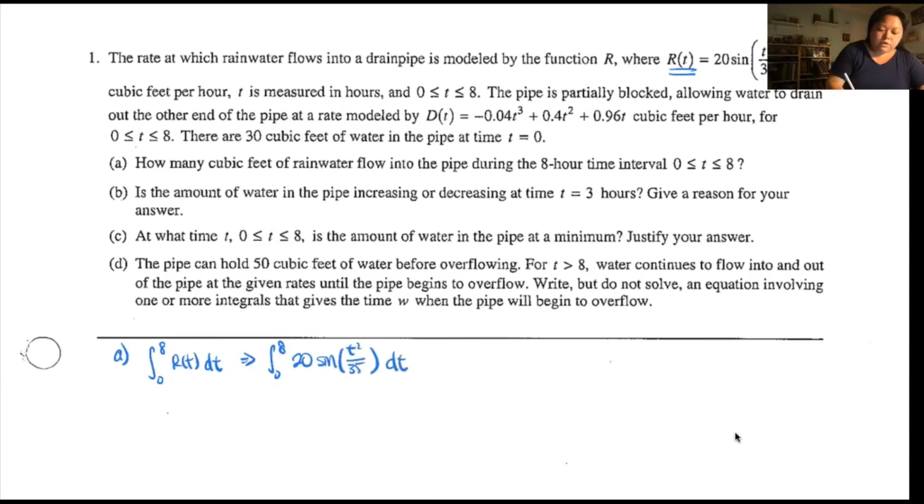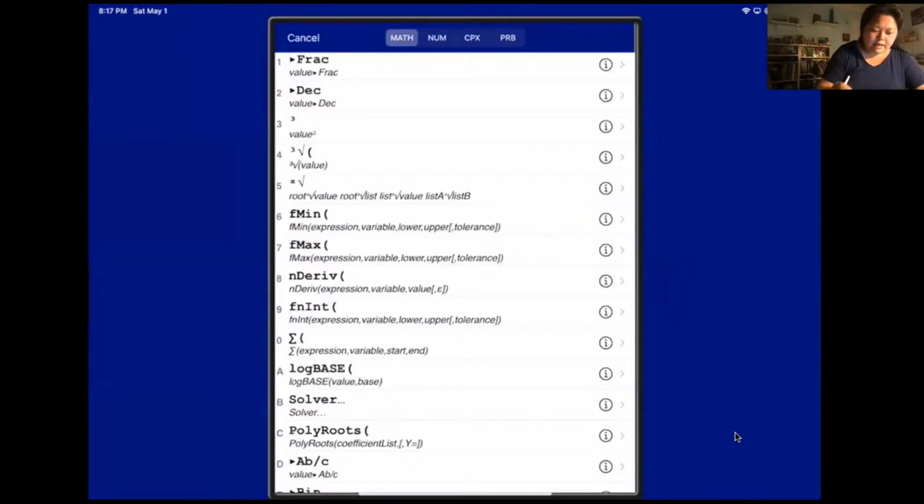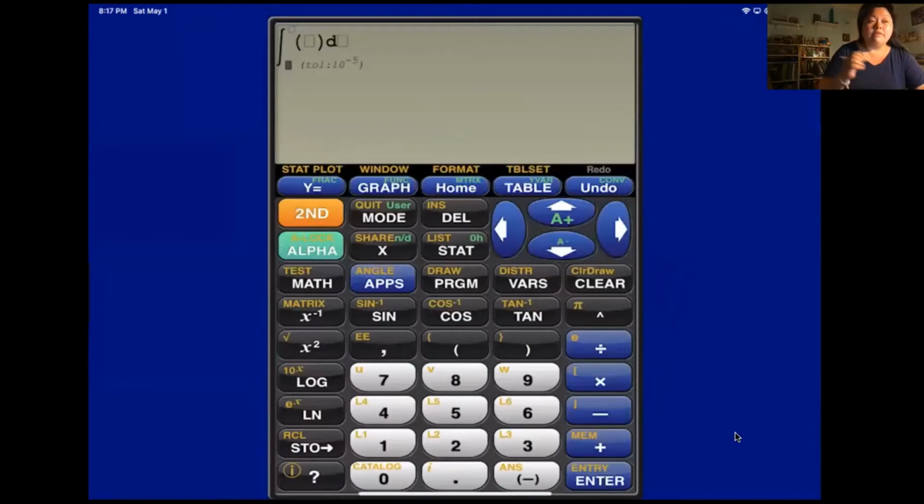All right, so of course we use our calculator. I'm going to go ahead and grab my calculator. Remember, it's math 9, the integral. If yours is the older version, you just need to remember how to put your format in. This is the newer version. So we start at 0 to 8 hours. You can't put r of t, you have to put the entire function in there. So the function is 20 sine of x squared over 35, in parentheses, dx, same thing.